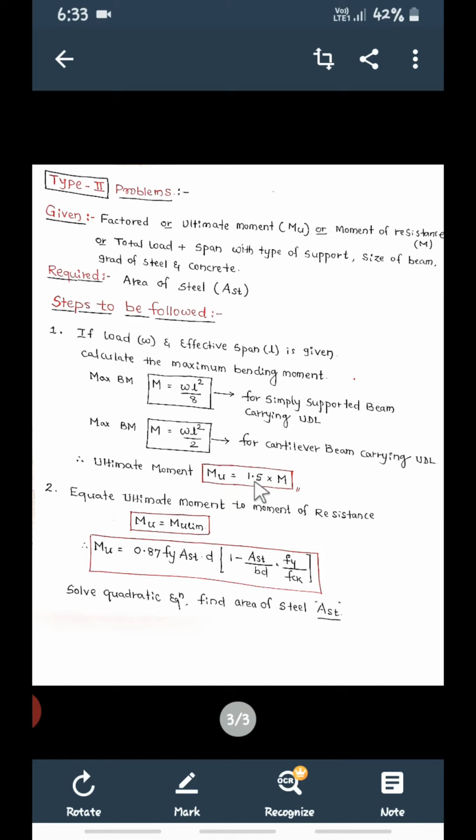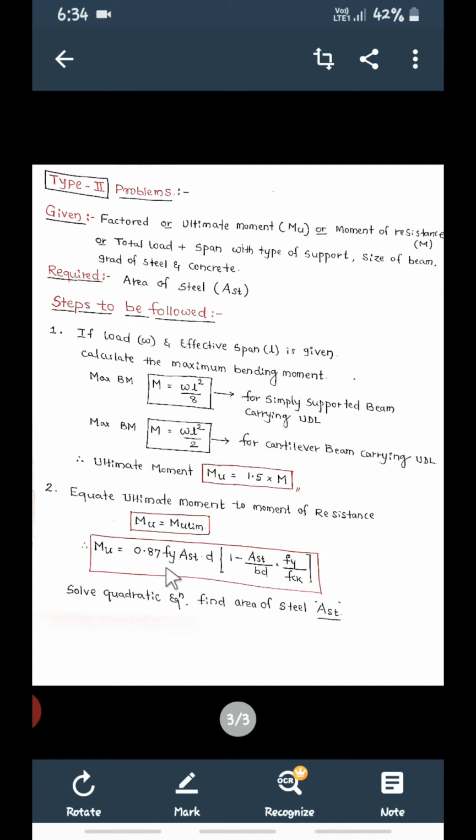If they give the load and effective span, calculate Mu like this. Or if Mu is given directly, this step is not considered and you can go directly to the next step. After getting this Mu, what is the second step? Equate whatever Mu you calculate to Mu limiting, that is Mu limit.